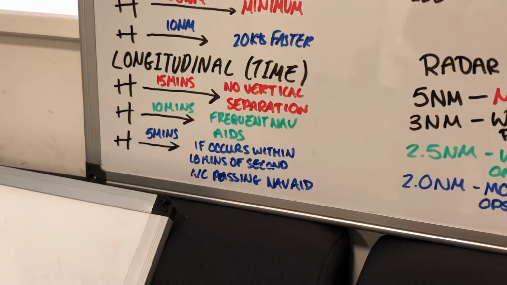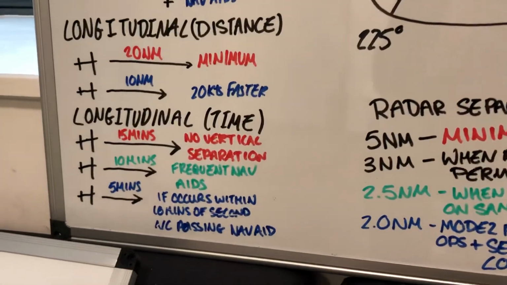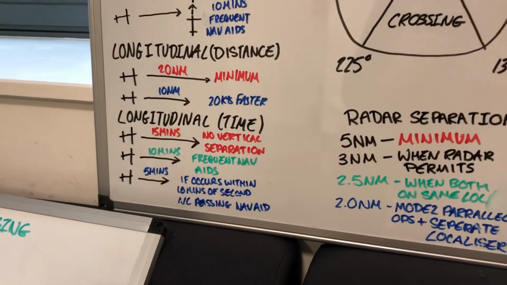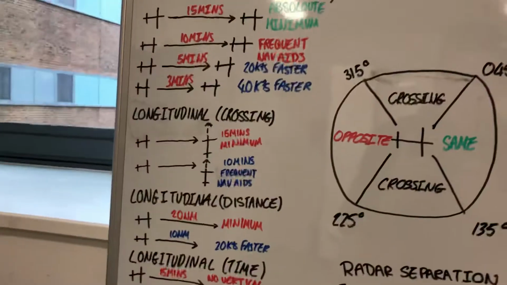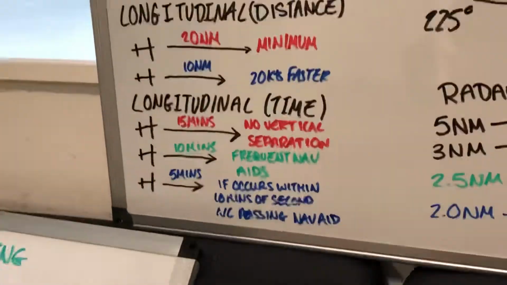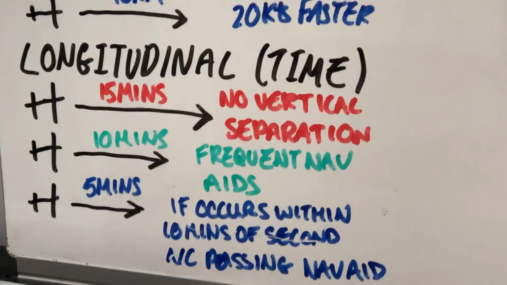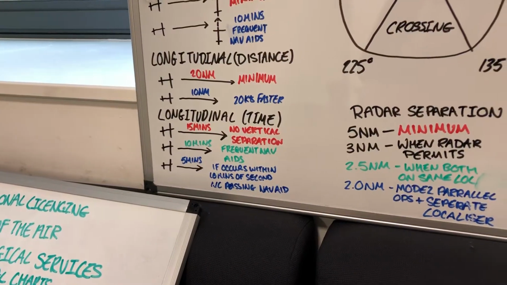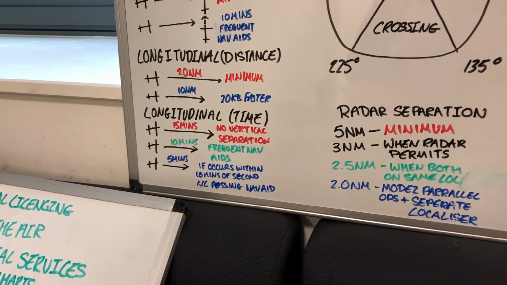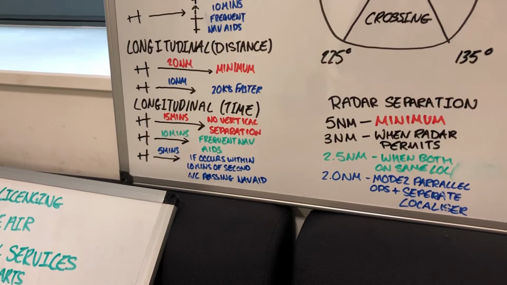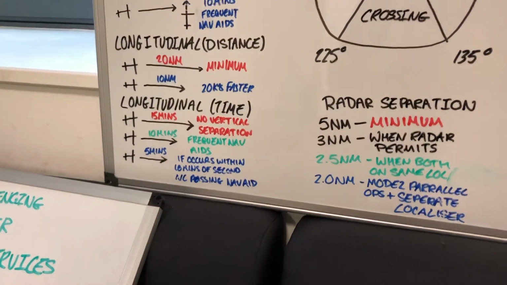Longitudinal separation with time. If you have no vertical separation, so the aircraft is at your flight level or altitude, then you've got another 15-minute separation. So, 15 minutes, 15 minutes, 15 minutes, so just remember 15 minutes. You get frequent nav aids, go down to 10 minutes, and 5 minutes is if it occurs within 10 minutes of the second aircraft passing the nav aid, then you can reduce the separation down to 5 minutes.